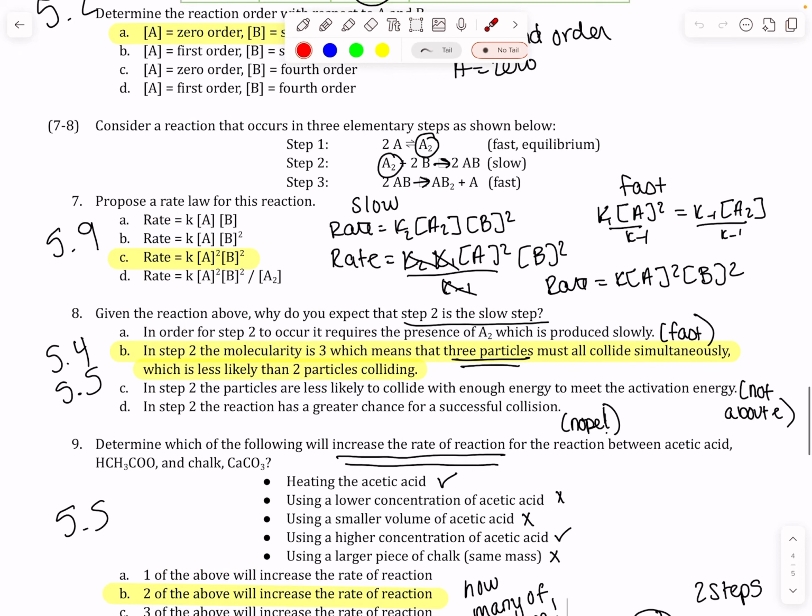All right, this has an intro to 7 and 8. It says, consider a reaction that occurs in 3 elementary steps as shown below. So immediately I see this fast equilibrium step and this slow step. So I know that this is going to be a steady state approximation question. So it just says to propose the rate law.